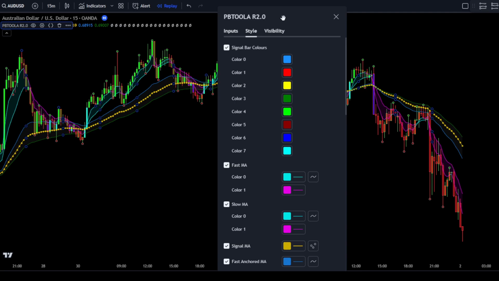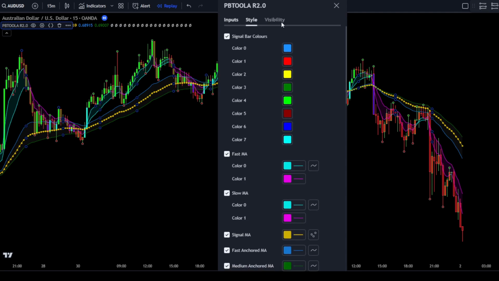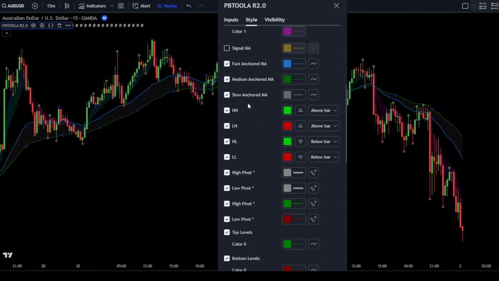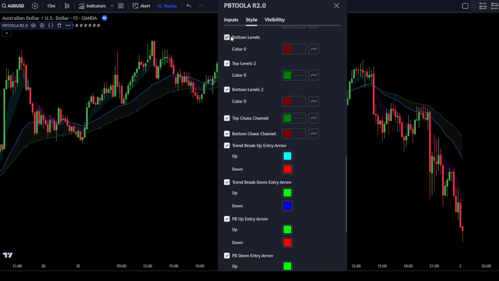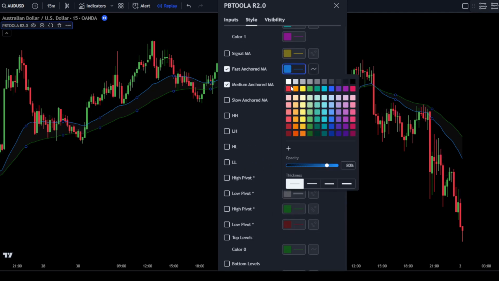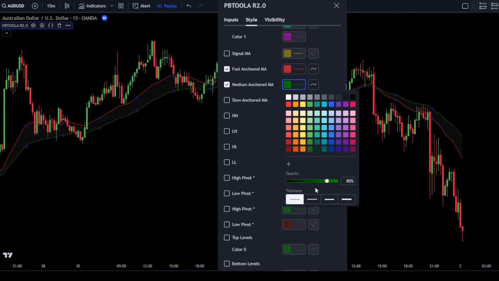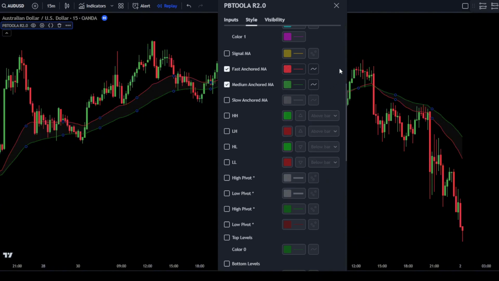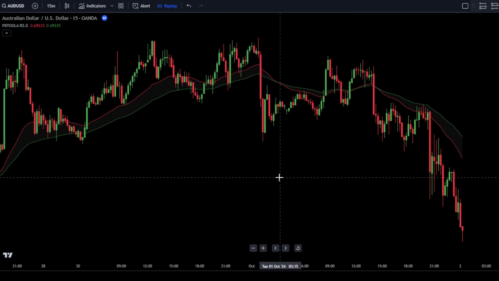Then, you can move to the Style tab. In the Style tab, uncheck all the boxes, leaving only the Fast Anchored MA, Medium Anchored MA, and Anchored MA fill. After that, customize the color of the Fast Anchored MA and Medium Anchored MA according to your preferences. Once done, just click OK to confirm the changes.